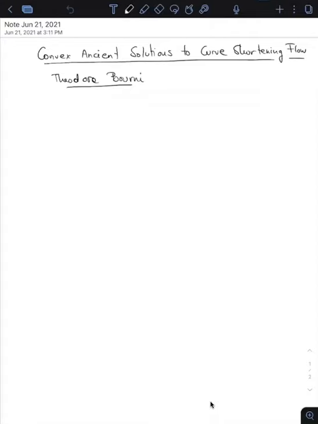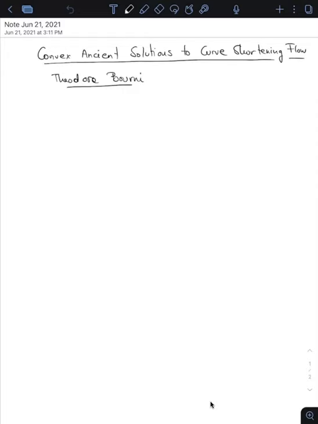This is the first lecture of our series. We're going to be talking about convex ancient solutions to curve shortening flow. And as described in the brief introduction, the goal of these lectures is to prove the classification of these solutions. So in the first lecture, we're going to give an introduction to curve shortening flow and convex curves.